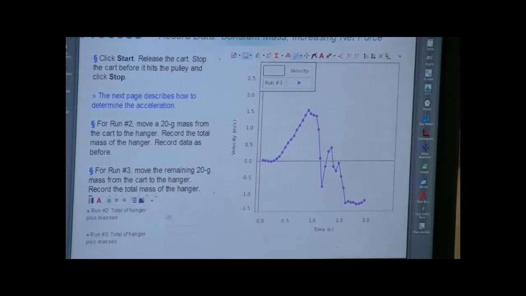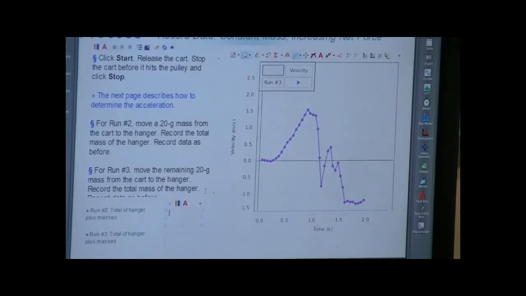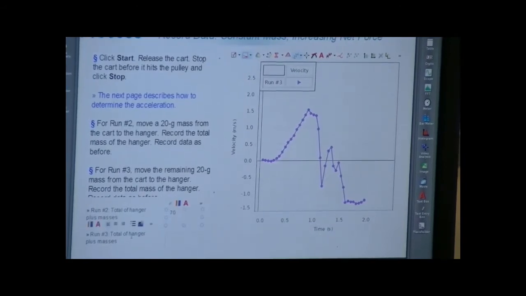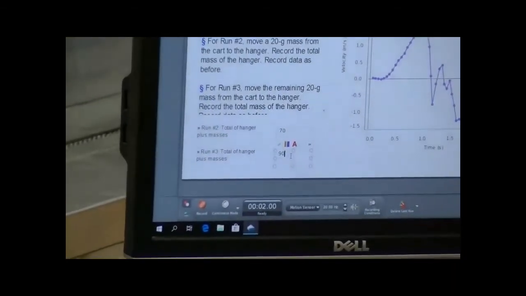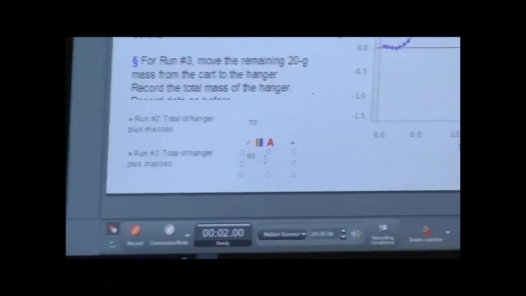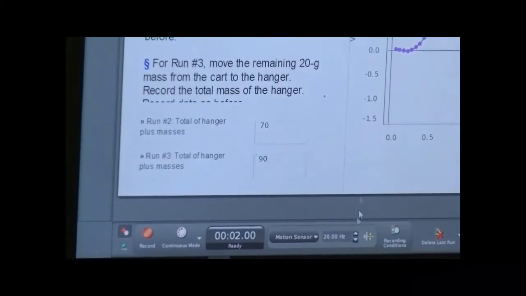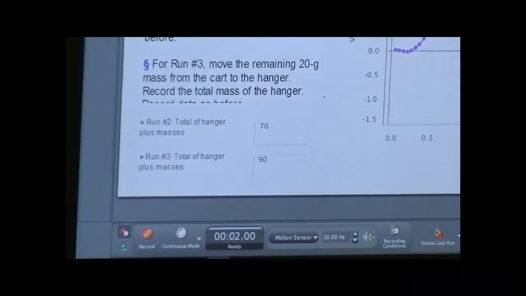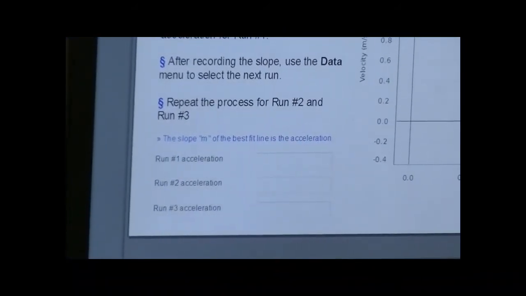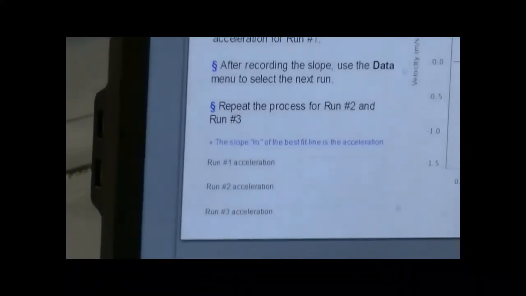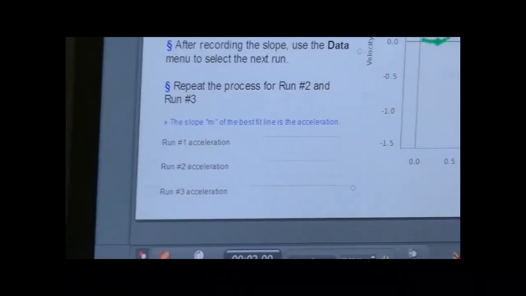So our run number 2, the total mass of our hanger plus the masses is going to be 70 grams. Run number 3 was going to be 90 grams since it was 50-gram original hanger, and then we added 2 20s for the next couple runs. So we have that. We're going to be determining our slopes, which is going to be the acceleration of our runs. So run number 1, we're just going to be looking at this first part here.